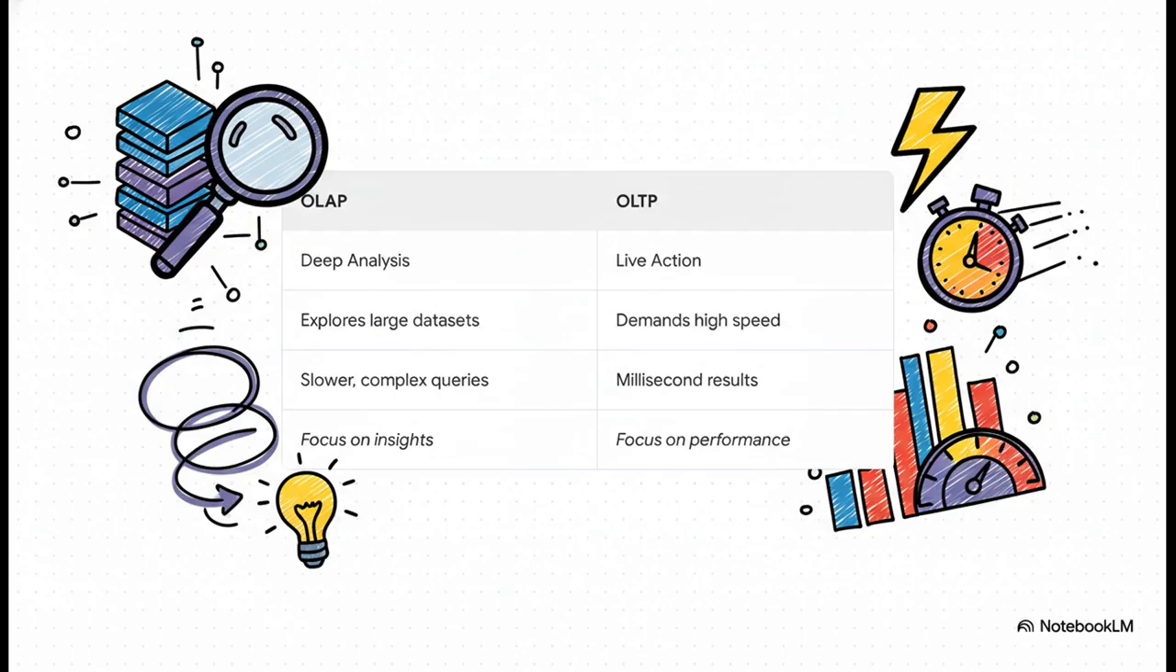To get it, you've got to understand that there are basically two ways databases work. You've got OLAP, which is for deep, slow analysis. Finding those hidden insights in huge piles of data. But Netflix, oh no. They live in the fast lane. They are all about OLTP, which is pure live action. It's all about speed, spitting out results in milliseconds. Because when you hit play, performance is everything.